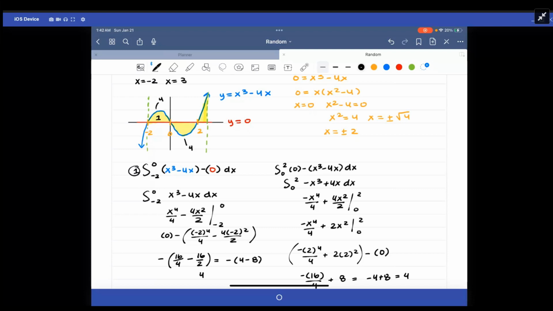So let's add all of these up. It's going to be 4 plus 25 out of 4. So that's 16 over 4 plus 16 over 4 plus 25 out of 4. 25 plus 16 is 57 divided by 4. So that's your total area enclosed between the two curves of those two lines.